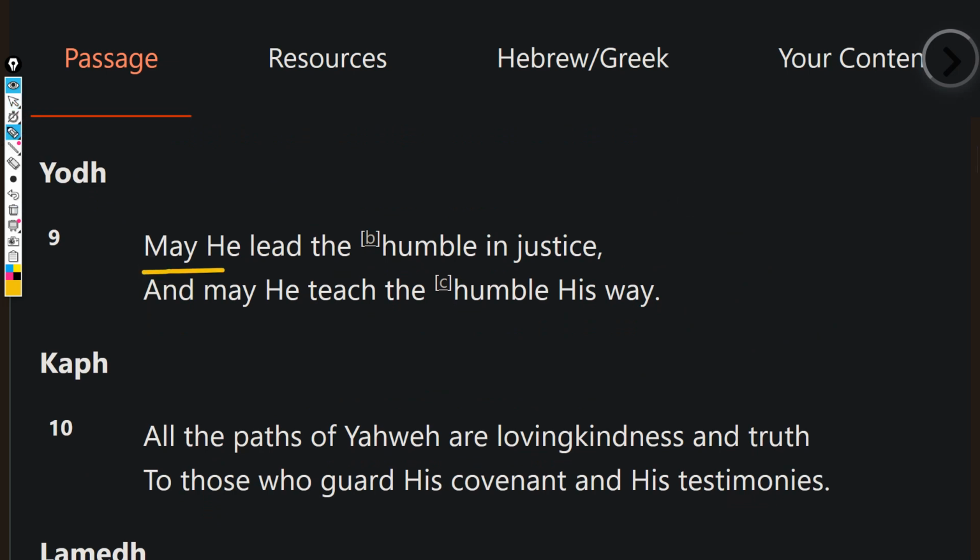It really is. May he, God, lead the humble in justice. May he, God, teach the humble his way. Those who are not, I don't know what word I'm thinking of. I think I'm combining two or three different words together. That's a weird word. Those who are humble, those who do not boast within themselves, those who seek out God. You're nothing without God. And those who claim themselves to be something because of themselves, there's that one example.